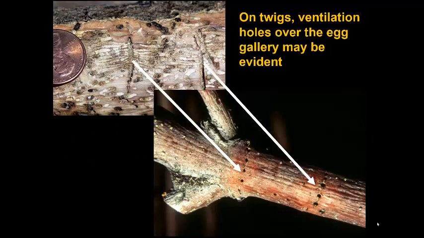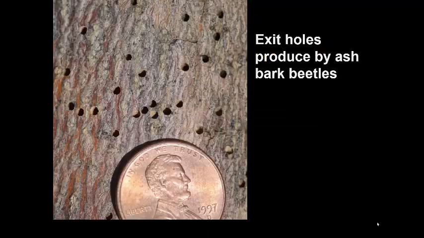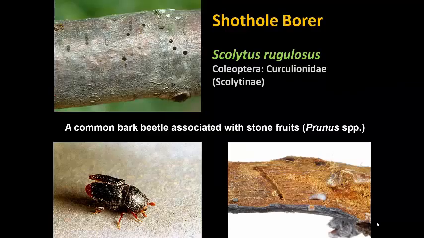On small diameter limbs, you might see holes, and when you think of bark beetles and you see holes, they're usually exit holes or maybe an entrance hole produced by the adult beetle. In this case, these are ventilation holes that will form over the egg gallery. And then the exit holes themselves will be much more irregularly patterned, and the diameter of the beetle that we're talking about, these fairly small ash bark beetles.